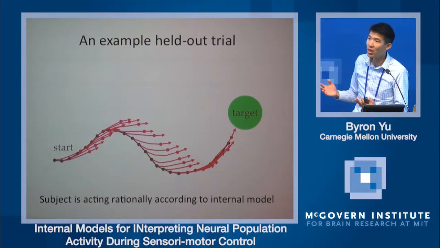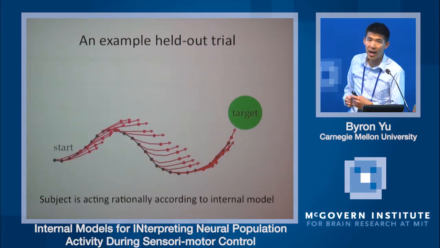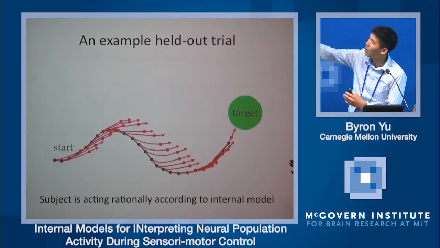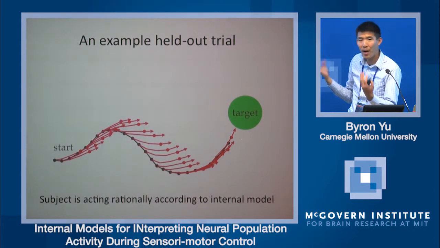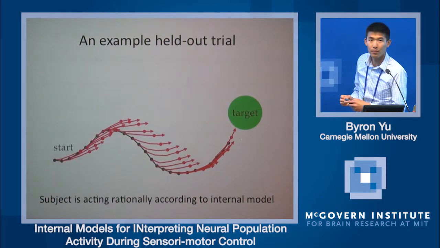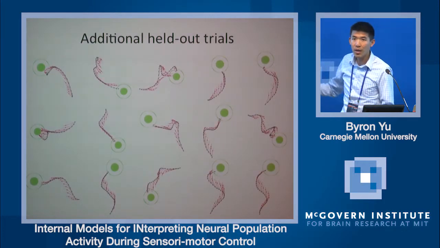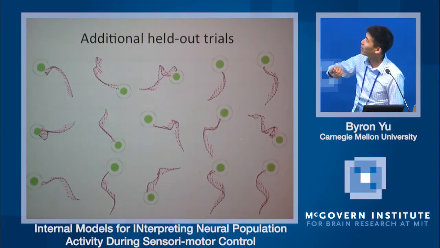So under this interpretation, it seems like the animal is acting rationally, even though without seeing these red whiskers, we would have thought, just looking at the black trace, that the animal were somehow acting irrationally. Okay, so that was one held out trial. We can look at a bunch of held out trials.